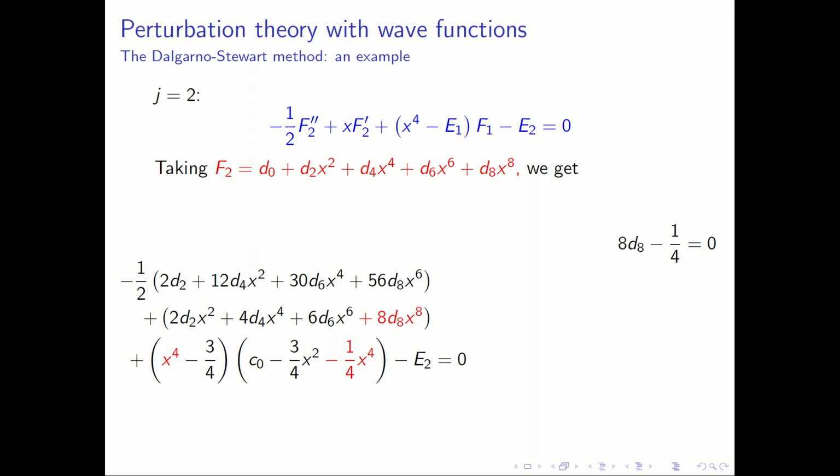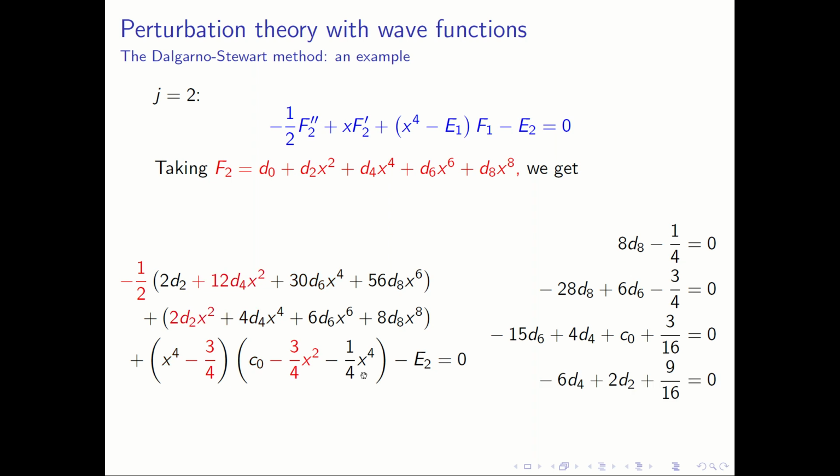Next, we have x to the 6. Of course, we have x to the 6 from here, that's minus 28d8. And another x to the 6 from here, 6d6. And the other x to the 6 that we have is the product of these two terms. And that gives me this equation. Similarly, we can find out the equation which I get by matching coefficients of x to the 4, x to the 2, and x to the 0 finally.